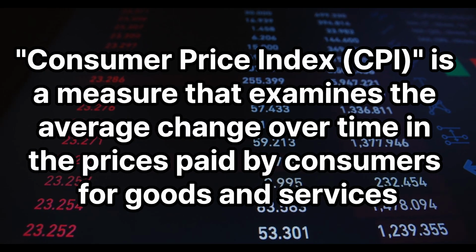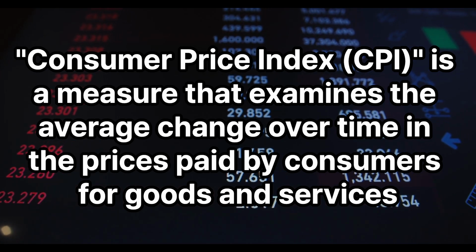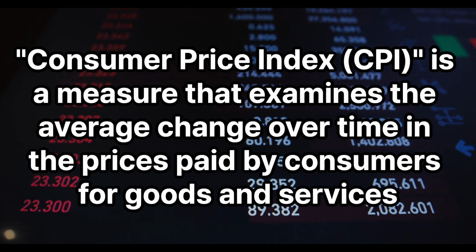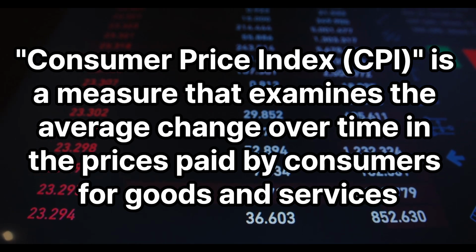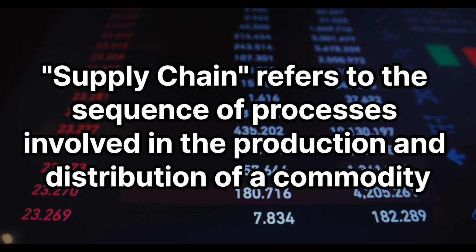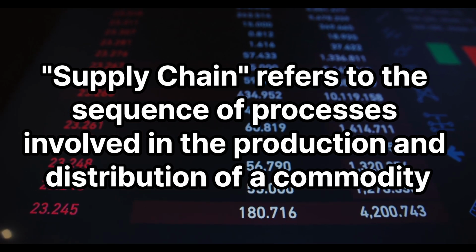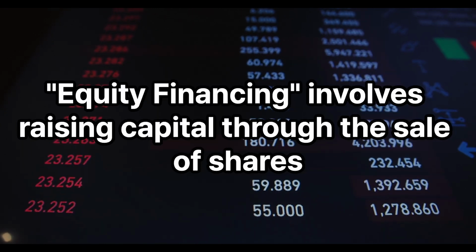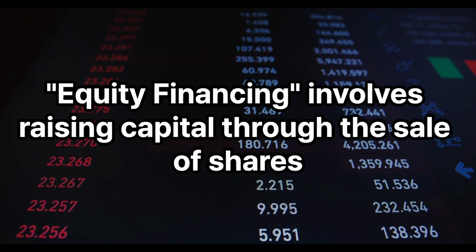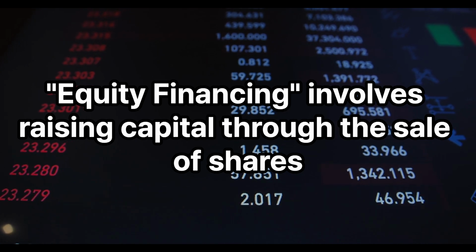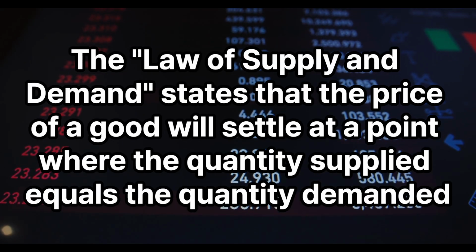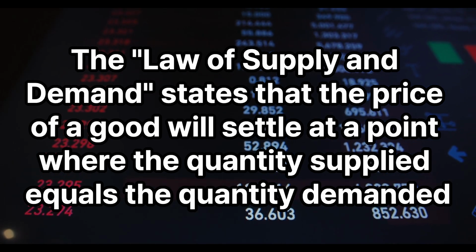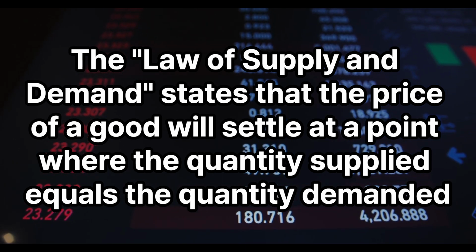Consumer Price Index (CPI) is a measure that examines the average change over time in the prices paid by consumers for goods and services. Supply chain refers to the sequence of processes involved in the production and distribution of a commodity. Equity financing involves raising capital through the sale of shares. The law of supply and demand states that the price of a good will settle at a point where the quantity supplied equals the quantity demanded.